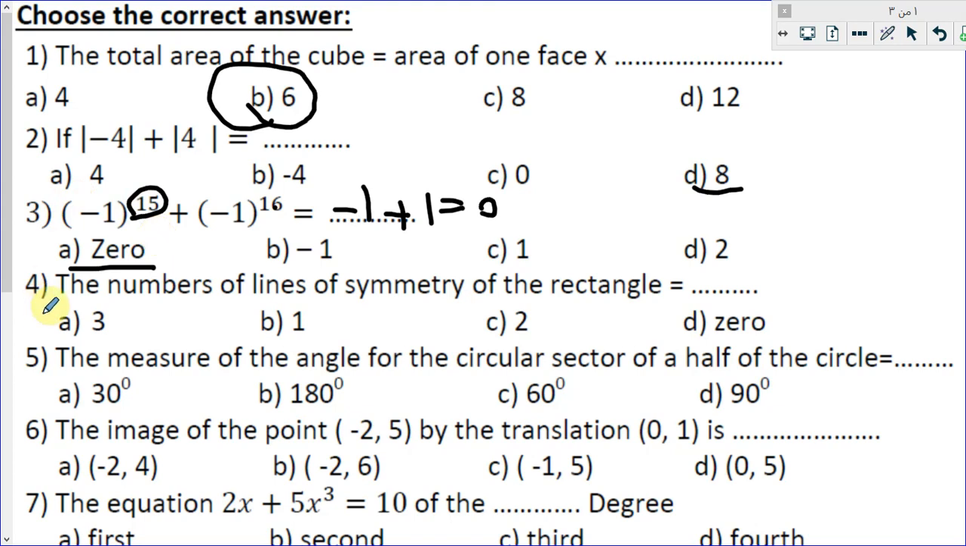Okay, don't forget it. The number of lines of symmetry of a rectangle. Lines of symmetry, if we have a rectangle like this. Lines of symmetry are lines that divide any shape into two congruent parts. So if we divide it like this, we have one line of symmetry, right part equals left part, and the same if we make a line of symmetry like this, this part will be equal to this part, so we have only two axes of symmetry.